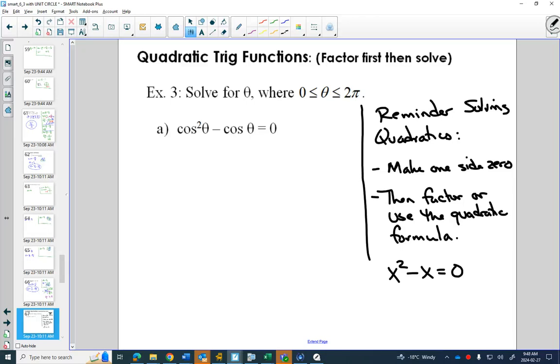Do you remember how you factored this? You factored this with a common factor. There's an x in both of them. There's an x in common. So in grade 11, you would have taken out the x, leaving you with x minus 1 equals 0.